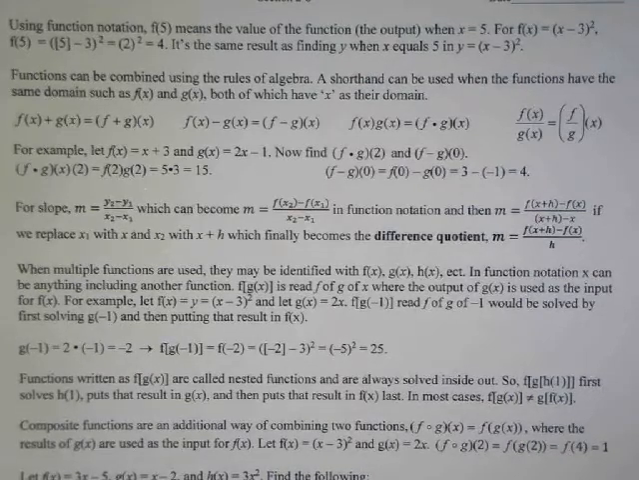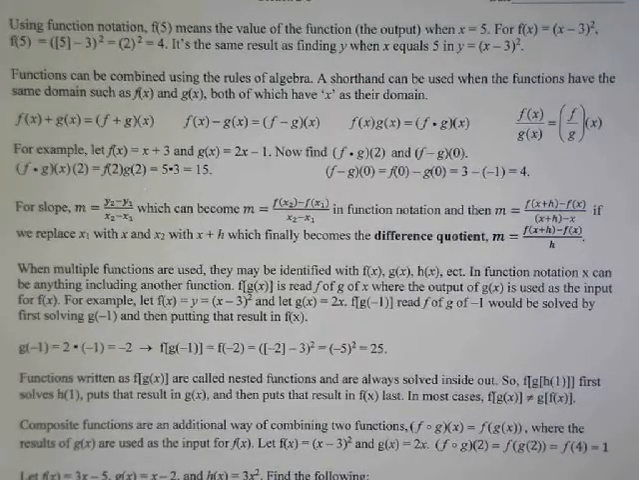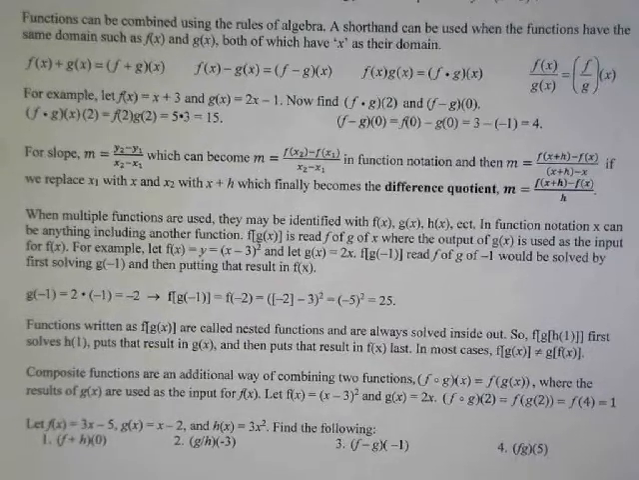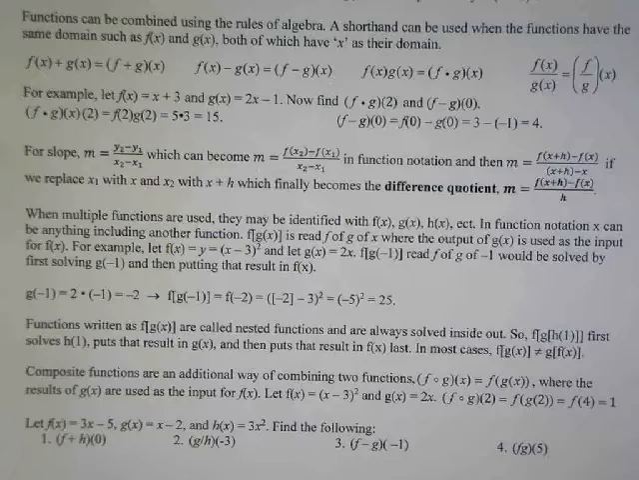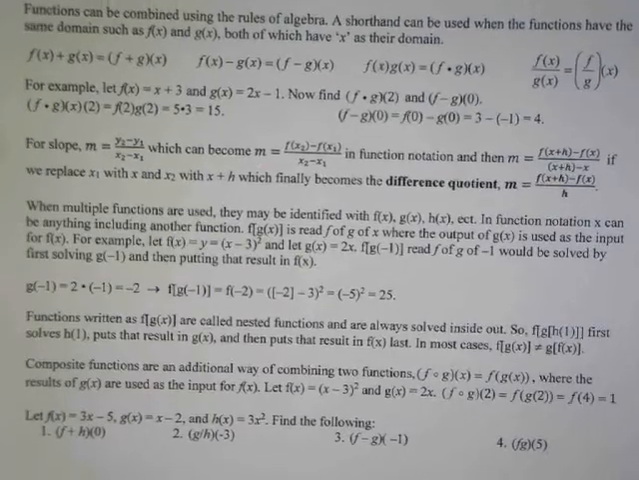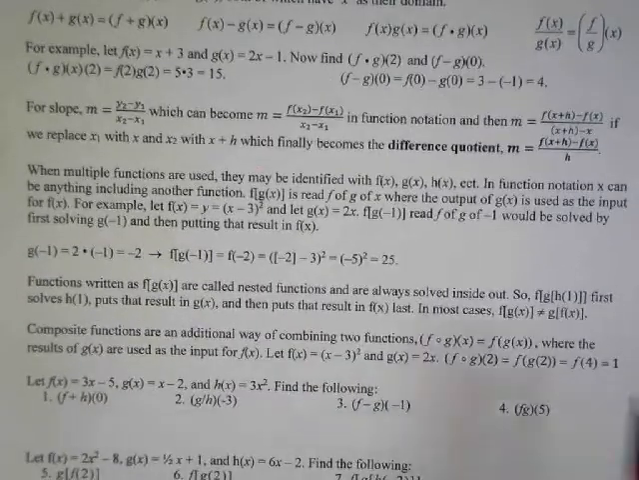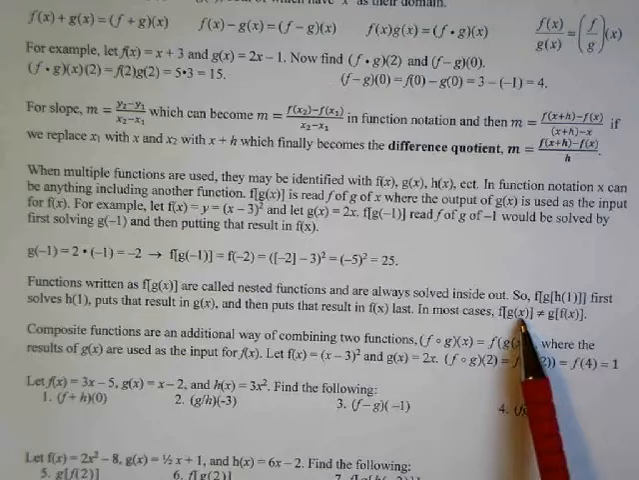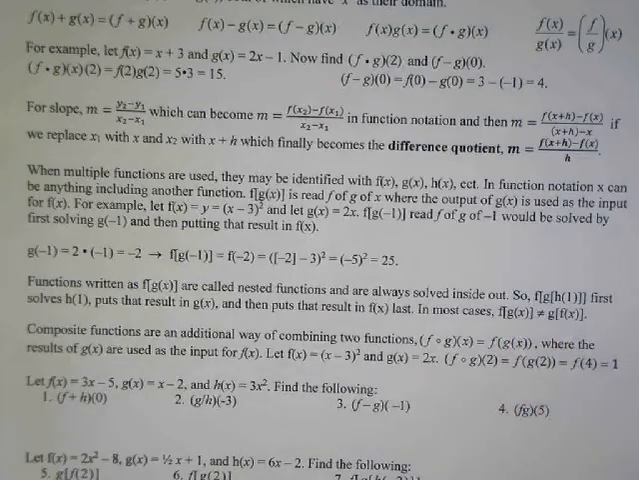So f of g of h of 1 first solves h of 1, then puts that result into the g of x, and then whatever that result is then gets put into the f of x last. In most cases, changing the order, f of g of x versus g of f of x, will not give you the same result. They are not equal.